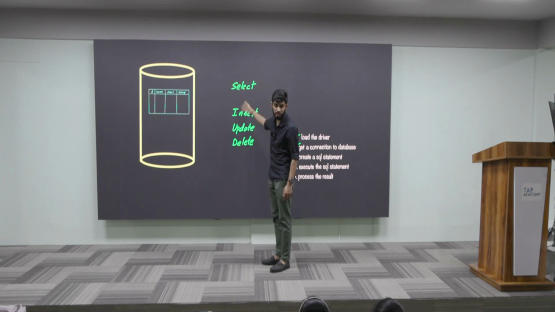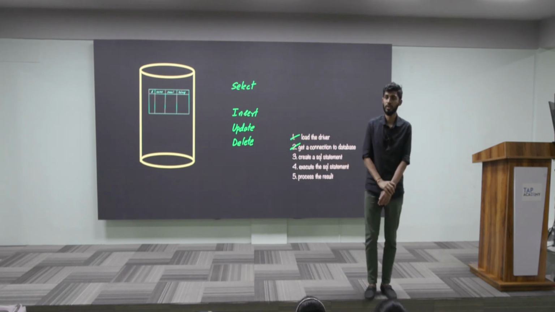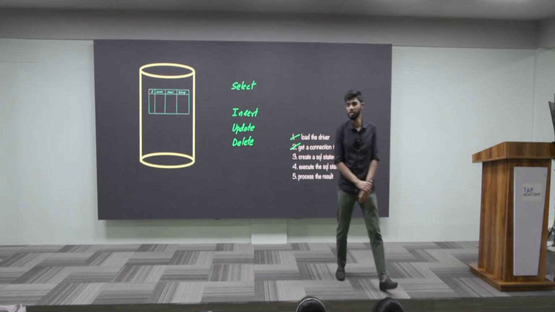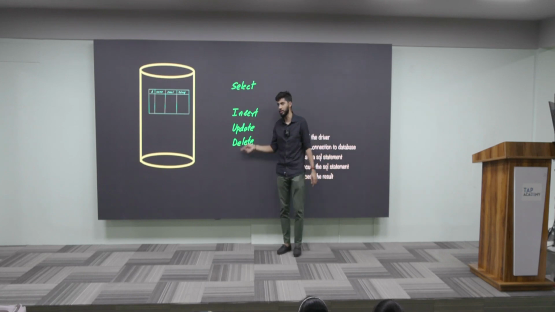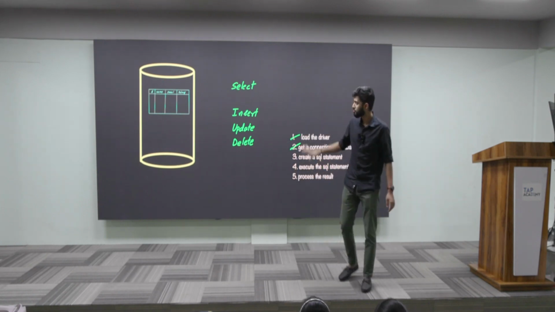All of these particular commands belong to a certain category. What category do they belong to? These three things belong to one thing. What is that? DML. So that's what you will be writing. Is that clear to you?